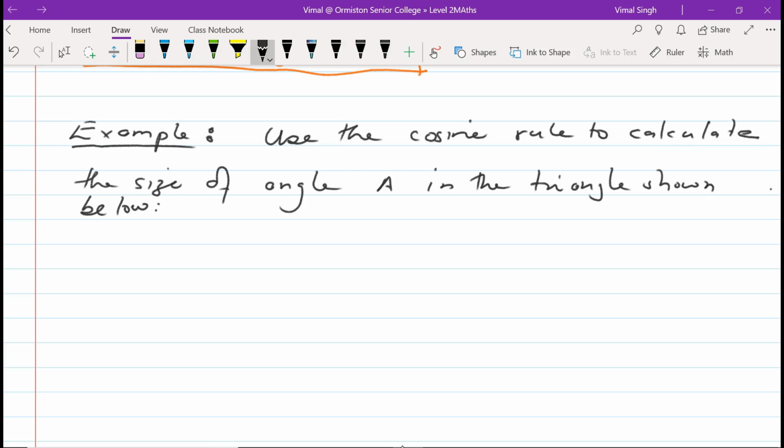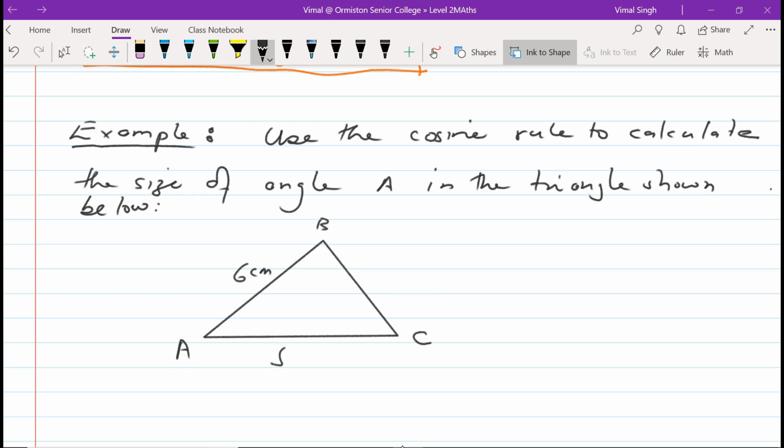Okay, so if I sketch a triangle here, I'm going to label this as A, B, C. And the sides labeled are 6 centimeters here, 5 centimeters here, and then this is going to be 3 centimeters there. And I want to find angle A over here.